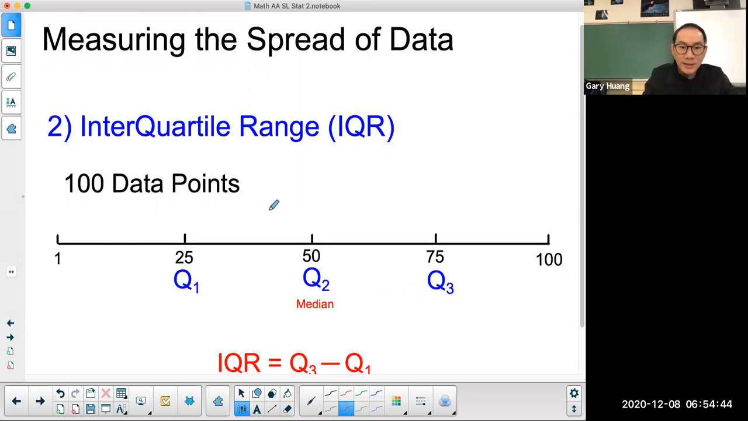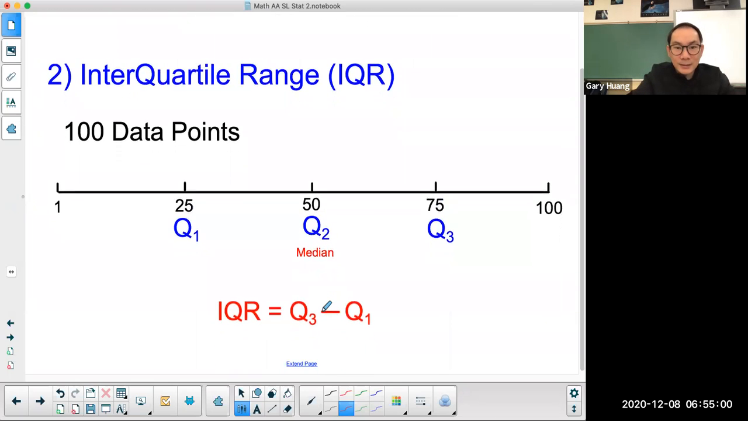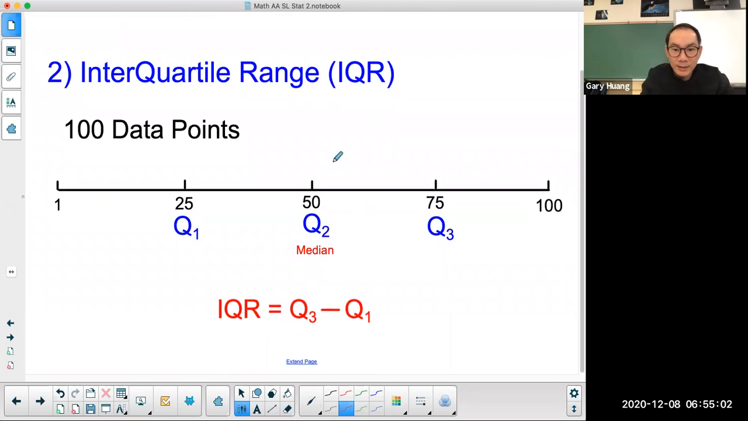So look at the 100 data points: the 25th point would be the first quarter. Halfway, 50th, would be quarter number 2. 75 would be quarter number 3. Now, quarter number 2 is also referred to as the median because it's right in the middle of your data set.